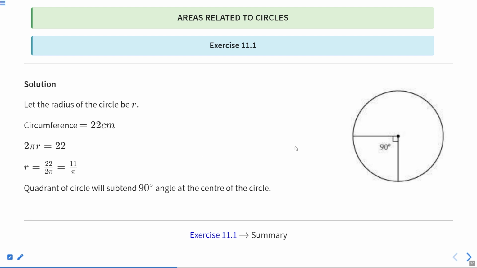Now we need to find the area of the quadrant. This is one fourth of this circle, so this is one quadrant of this circle. A quadrant of the circle will subtend 90 degree at the center of the circle. This is our center of the circle, and this portion is called the quadrant of the circle, and it subtends a 90 degree angle at the center.